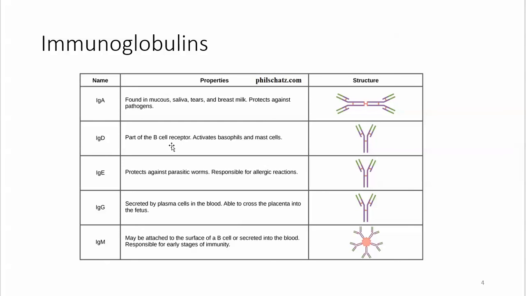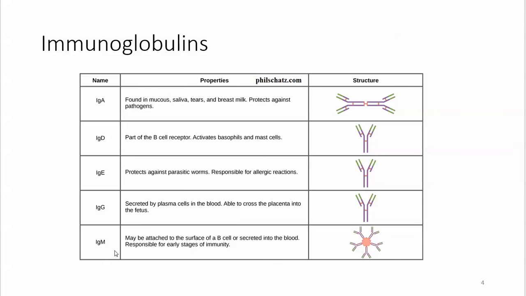IgD is part of the B cell receptor, activates basophils and mast cells. IgE protects against parasitic worms. It's responsible for allergic reactions, and it's found in the membranes of basophils. The IgG is secreted by plasma cells in the blood. It's able to cross the placenta into the fetus. It's involved in the anamnestic or secondary immune response. And this is a good measure of the strength of your immune system, that you develop that anamnestic response.